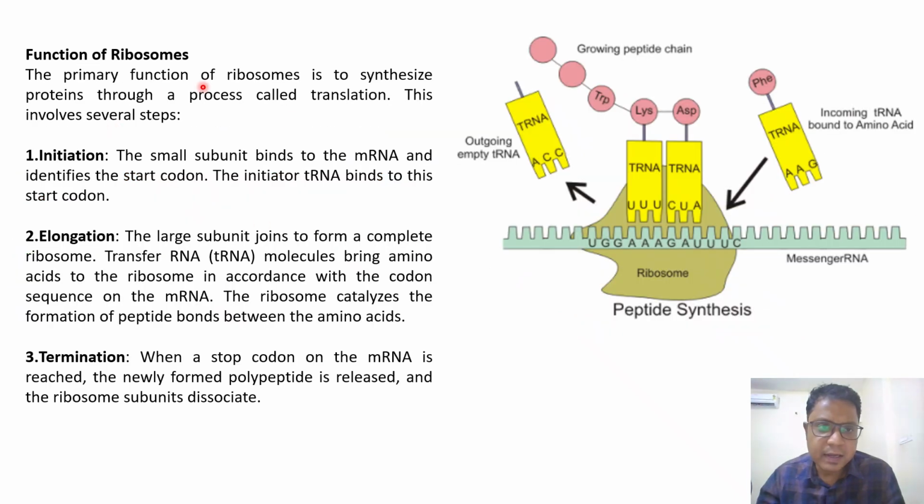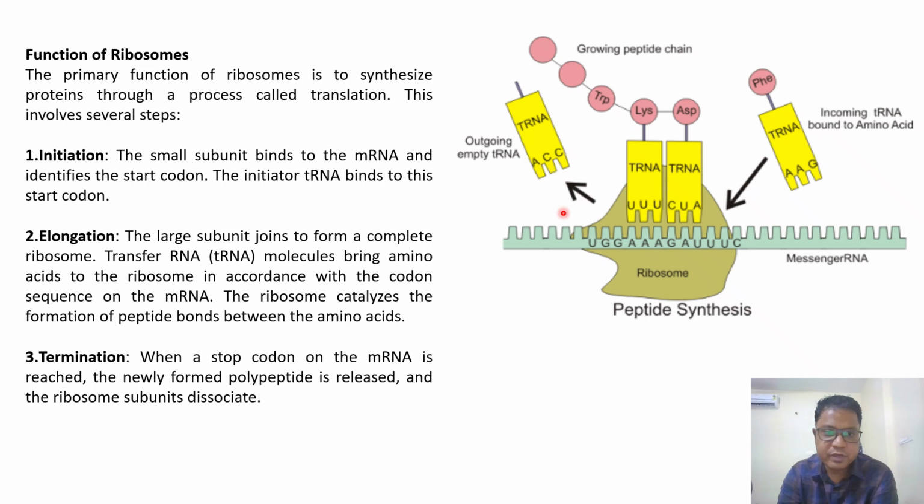So we can see the function of ribosome. What is the function of ribosome? The primary function of the ribosome is to synthesize protein through a process called translation. This involves several steps. Initiation: the small subunit binds to the mRNA and identifies the start codon. The initiator tRNA binds to this start codon.